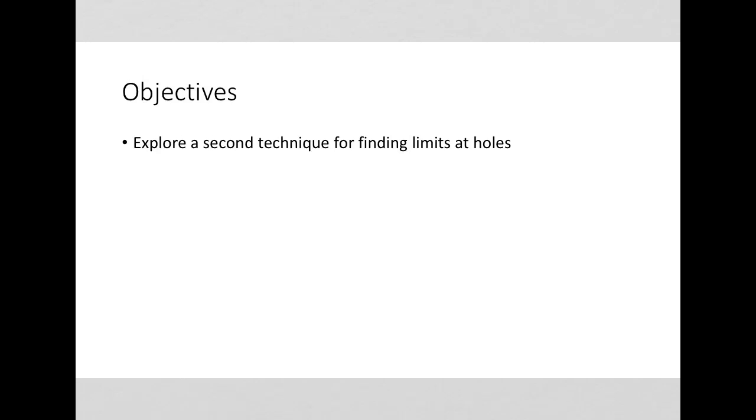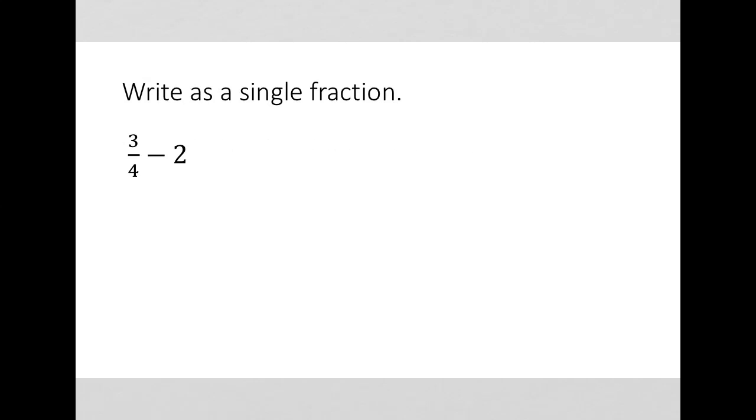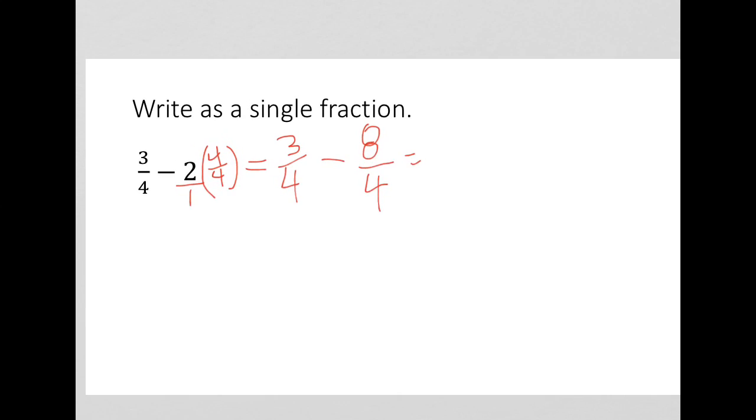So now we're going to look at a second technique for finding limits at holes. So to get us there, let's think about this. How would you write this as a single fraction, or how would you go about doing this subtraction problem? Well, we're going to find a common denominator. So if I multiply 2 by 4 over 4, I can get 3/4 minus 2 times 4. You can think of that 2 as a 2 over 1, and then you're just multiplying two fractions. 2 times 4 is 8 over 1 times 4 is 4, and again the whole point here is now I can write 3 minus 8 over 4, which is negative 5/4.